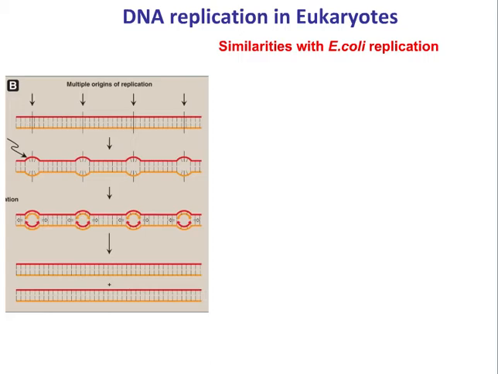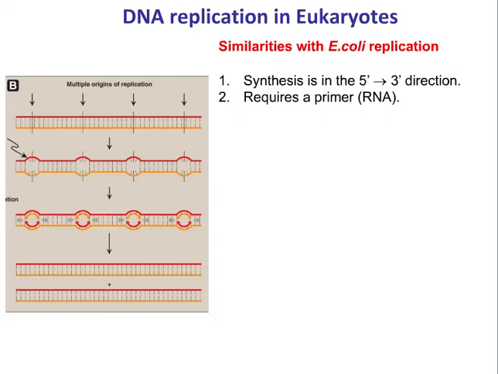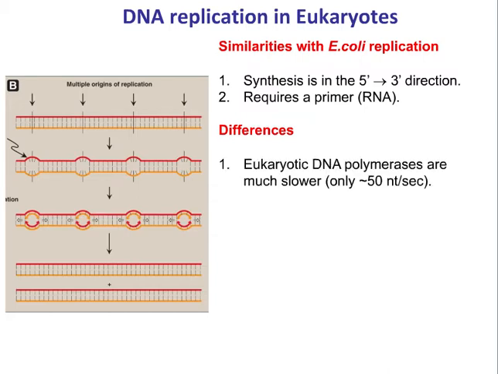Replication of DNA in eukaryotic organisms is similar to what happens in prokaryotes. Synthesis occurs in the same 5' to 3' direction, and initiation requires an RNA primer. The primary differences being eukaryotic polymerases are much slower than prokaryotic DNA polymerases, synthesizing only about 50 nucleotides per second.